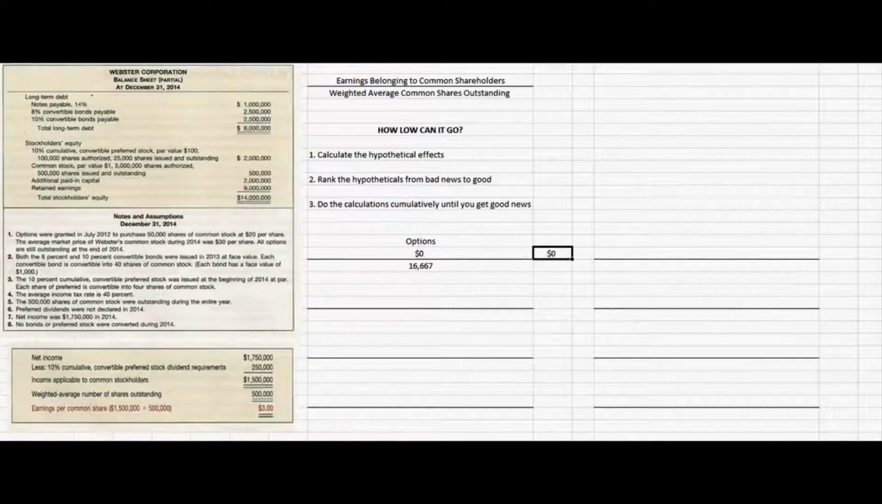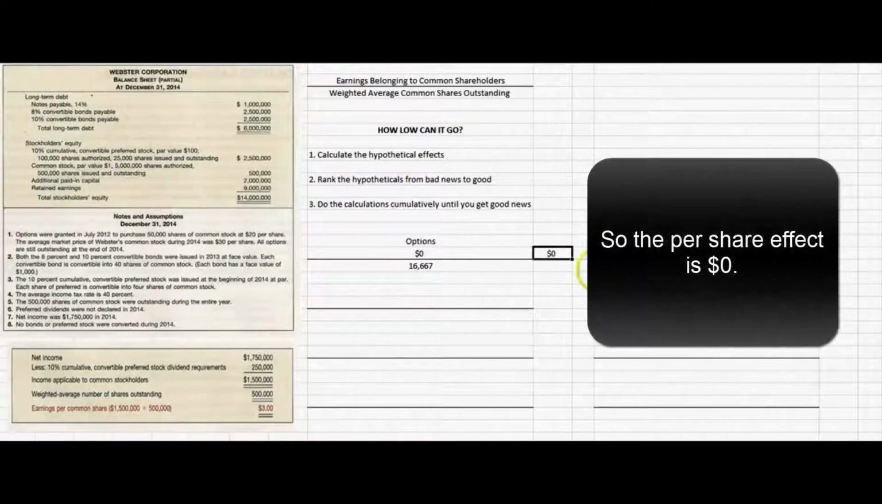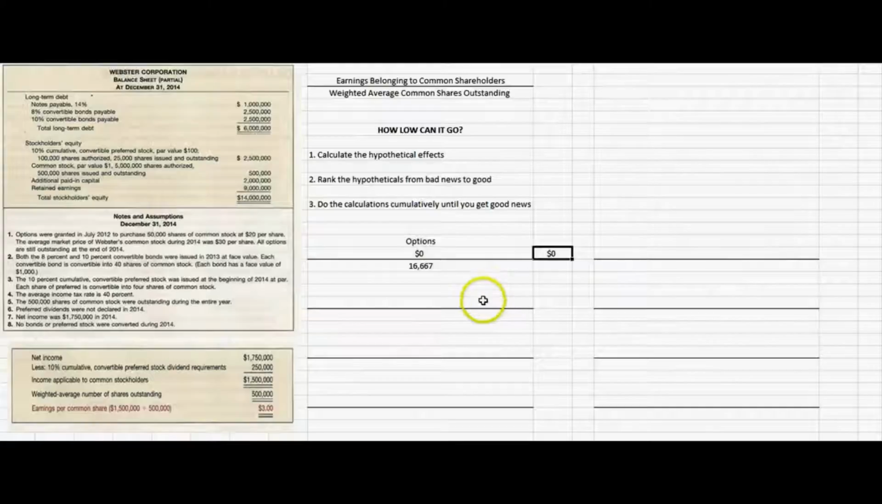So what does that look like? What's the hypothetical effect? $0 added to the numerator, 16,667 shares added to the denominator.